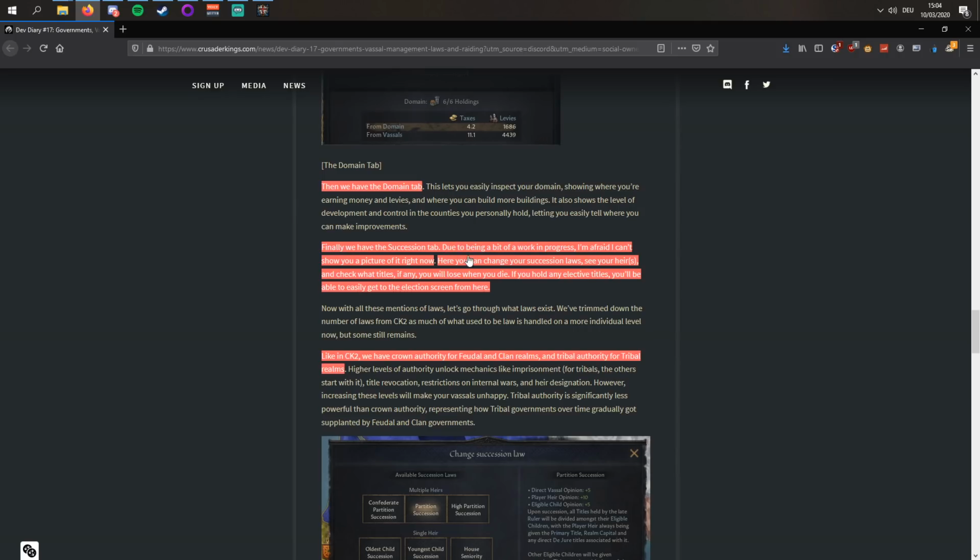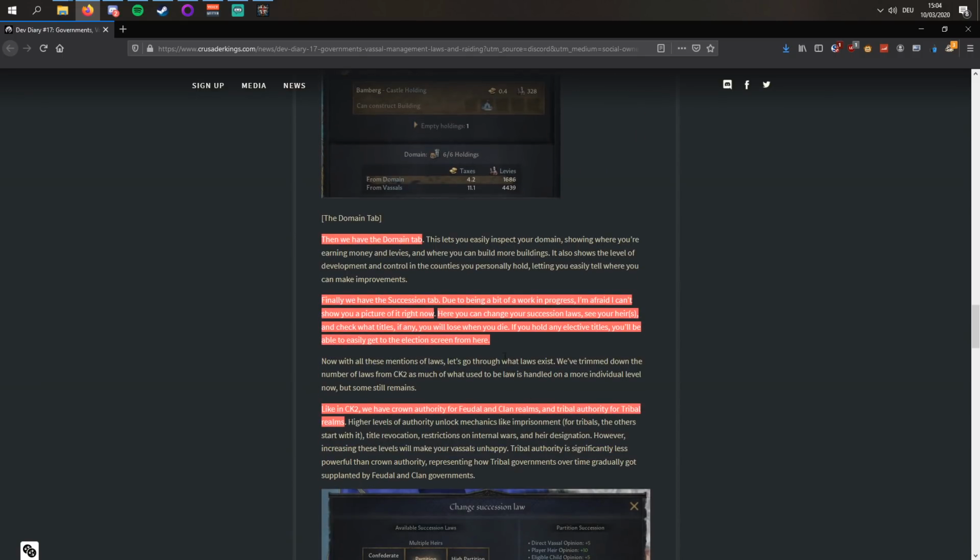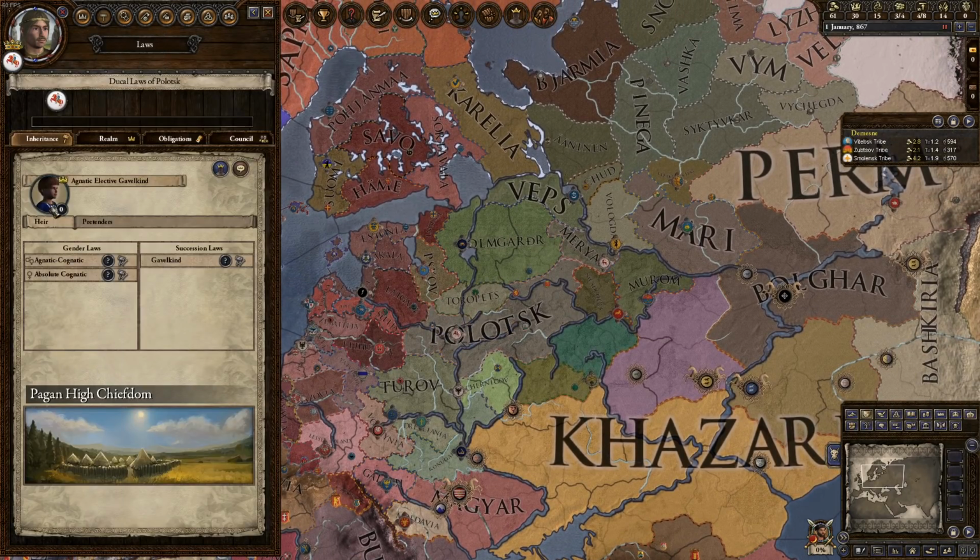Due to being a bit of a work in progress, I'm afraid we cannot show you a picture of the succession tab. You can see it right here. No picture for that. Here you can change your succession laws, see your heirs, and check what titles, if any, you will lose when you die. If you hold any elective titles, you'll be able to easily get the election screen from here. Very similar to this one, I suppose, but I think it will be looking better.